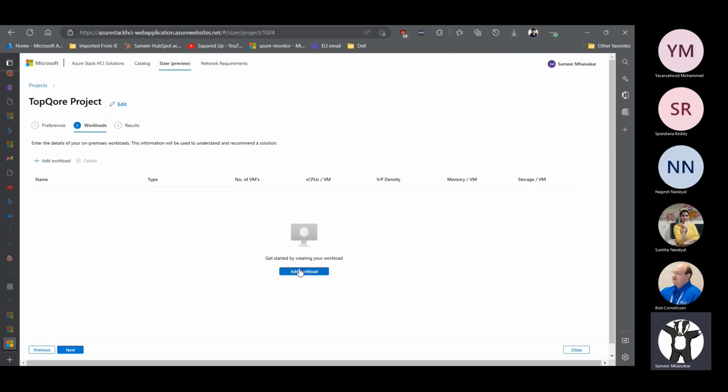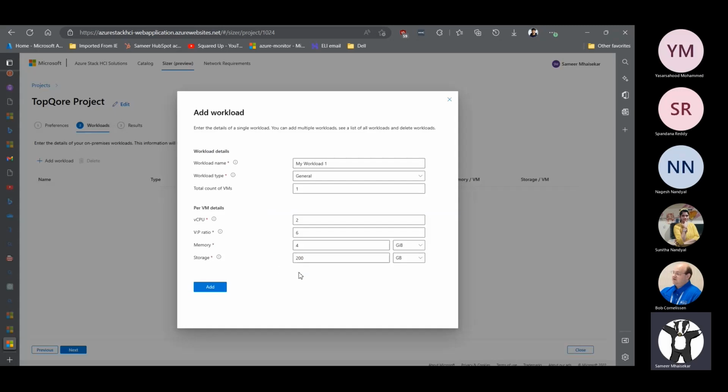Okay, so I'll go ahead and select that. So this is where you add your workloads. Now this is in no way the comprehensive list of all of your workloads. This is just, again, for estimation.